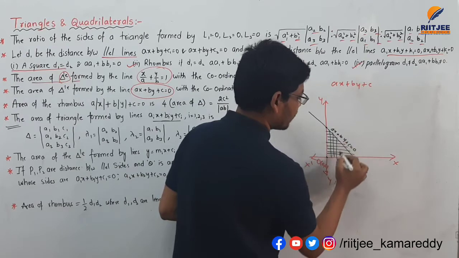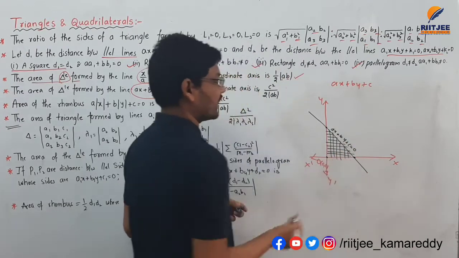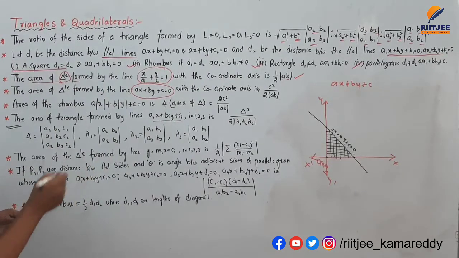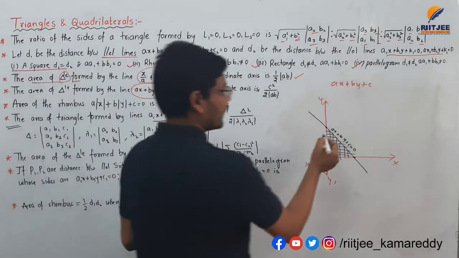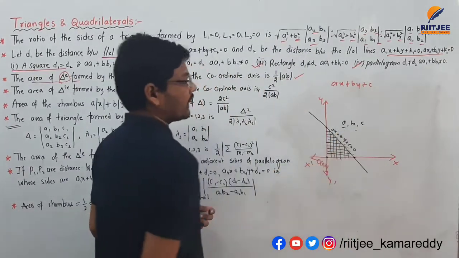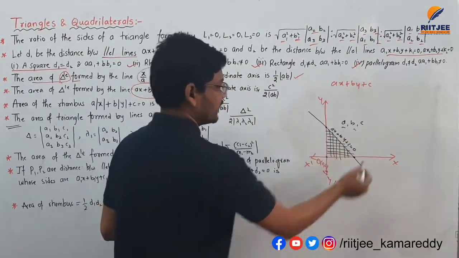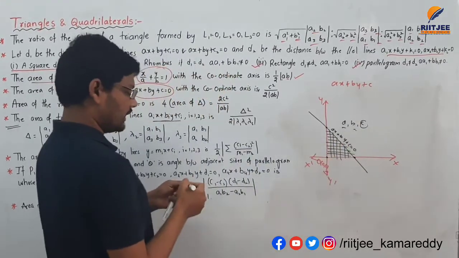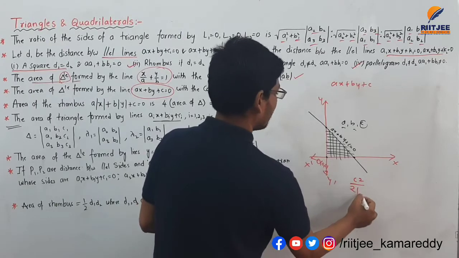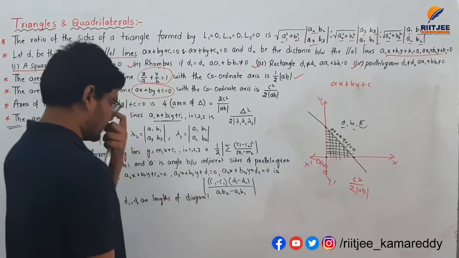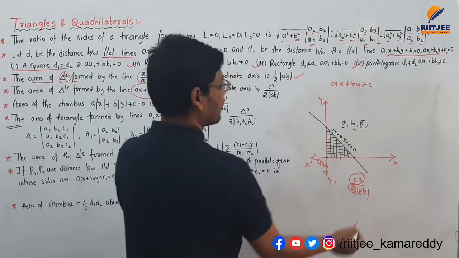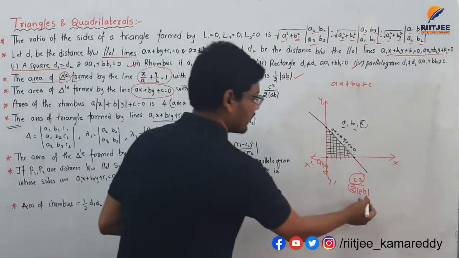This is the area enclosed between the coordinate axes and the straight line, and here we are asked to find the area of the triangle. So where a and b are the coefficients of x and y, and c is a constant, then the area of the triangle formula is c square by 2ab, where c is the constant of the straight line, 2 is a real number, a is the coefficient of x and b is the coefficient of y.